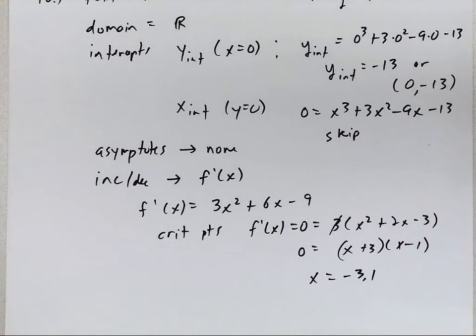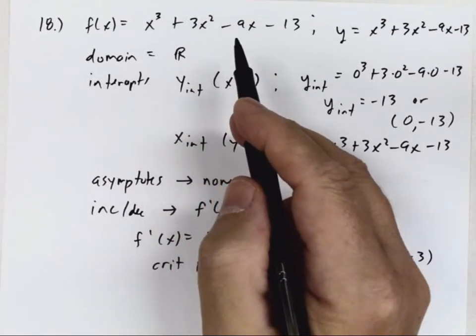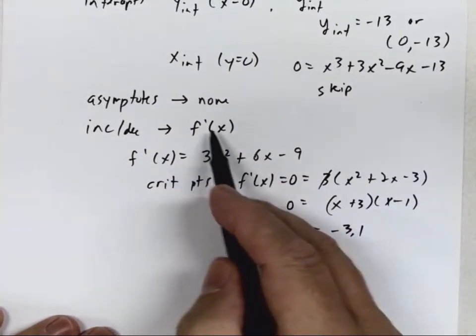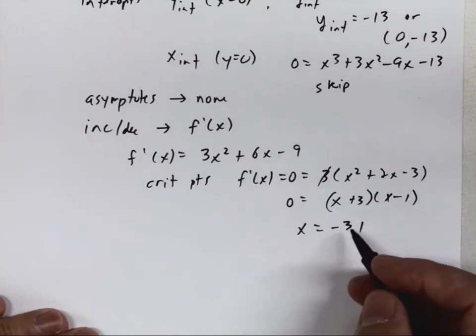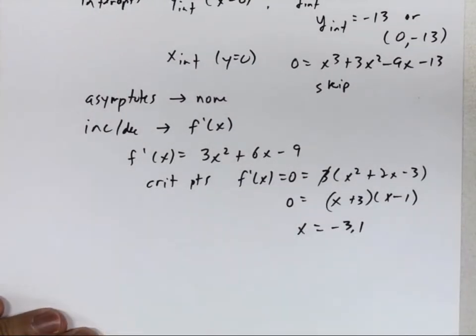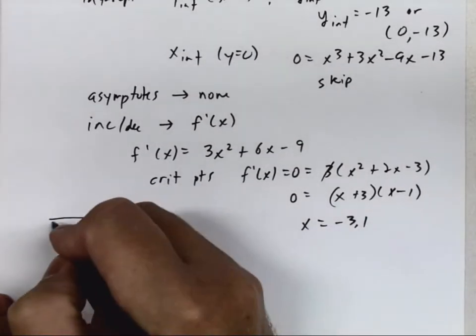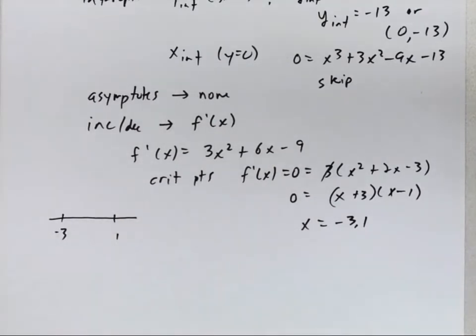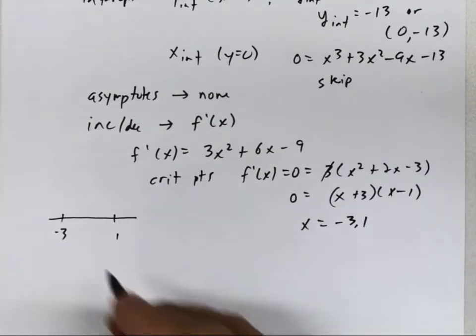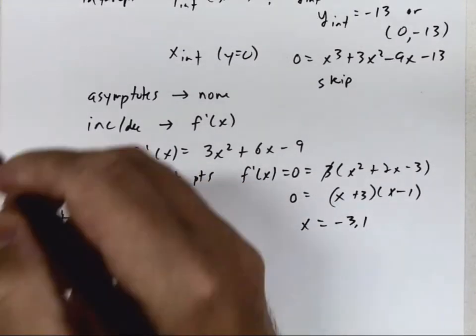Looks like we have two critical points. And because there's no fraction here, there's no critical points from where the function is undefined. So let's go ahead and figure out what's going on in all the regions between these points. So here's my two critical points.